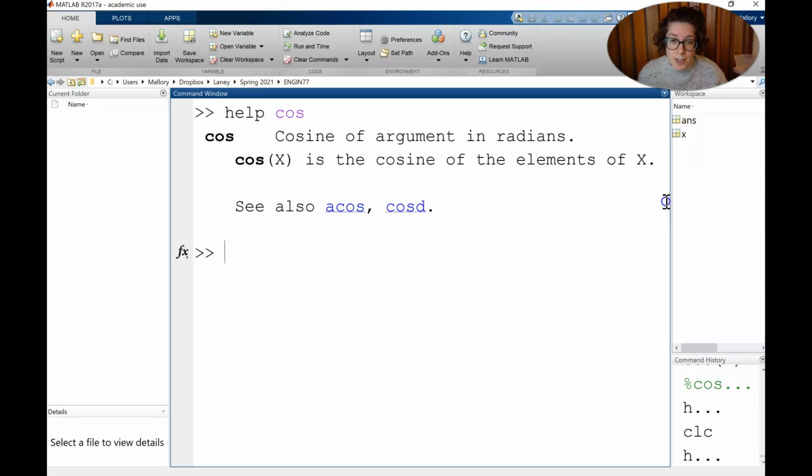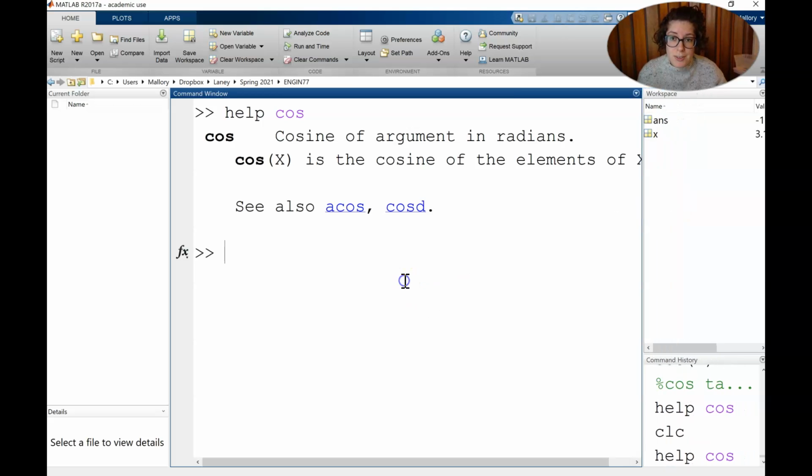Okay, so far we have learned the rules of our variable names. We've learned how to store a number in a variable, and we've learned how to use MATLAB help to find information about a function.